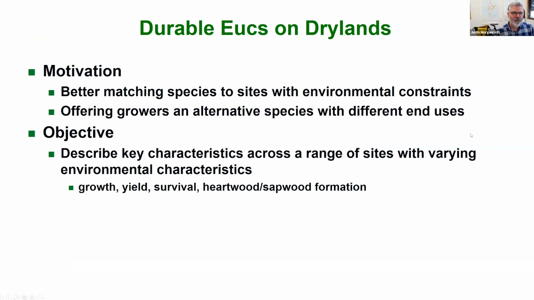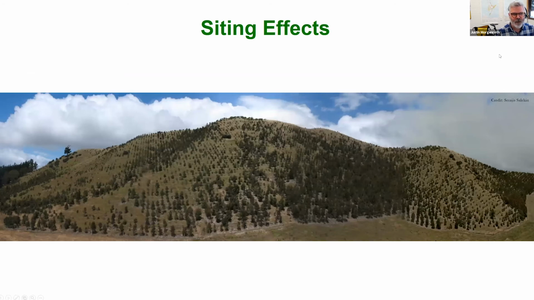Essentially, what we're doing here is trying to better match the species that we plant to sites within a given set of environmental constraints. What we want to do is provide growers with alternative species that they can plant for different end uses and to match specific environmental constraints. A lot of the research that we're doing is to describe a set of key characteristics, things like growth and yield, survival, heartwood or sapwood formation, across a range of sites that have varying environmental characteristics. So this is essentially what it's all about.